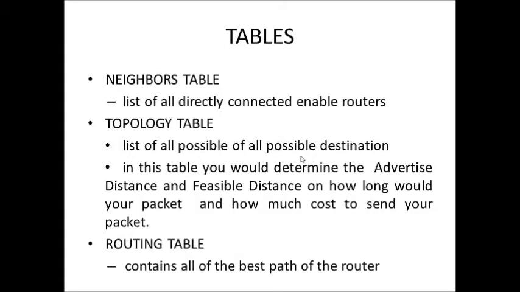We have the tables. We have three kinds of tables: the neighbors table, the topology table, and the routing table. First, the neighbors table lists all directly connected enabled routers. Next is the topology table. It is a list of all possible destinations. For destinations in this table, you will determine the advertised distance and the feasible distance, which is how long your packet takes and how much it costs to send your data. Last is the routing table. It contains all of the best paths of the router.